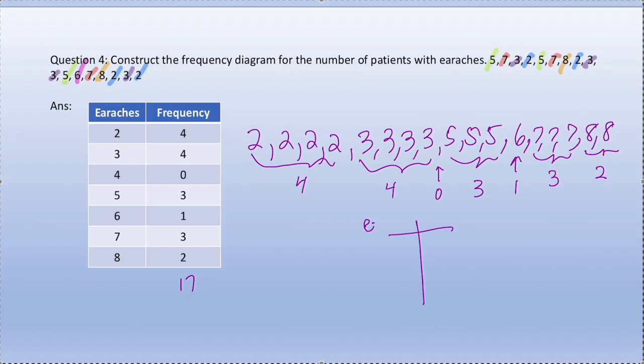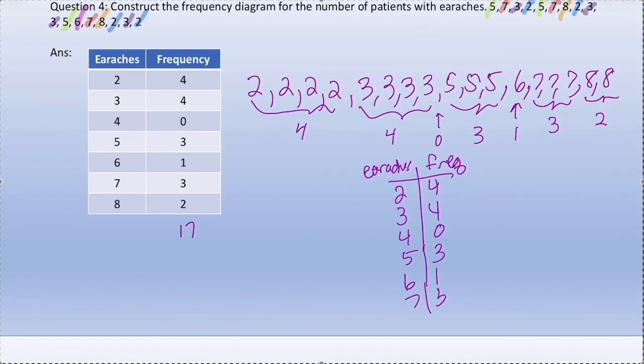So your earaches would be the thing you were measuring, and your frequency would be on the right. So we have 2 occurring 4 times, 3 occurring 4 times. 4 didn't happen, but you do want to include it. 5 3 times, 6 1 time, 7 3 times, and 8 2 times. And so that's how you can organize the data into a frequency diagram. It's not a bad thing to do. It's pretty straightforward.